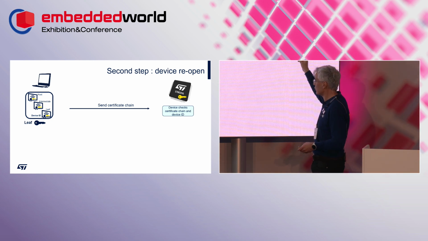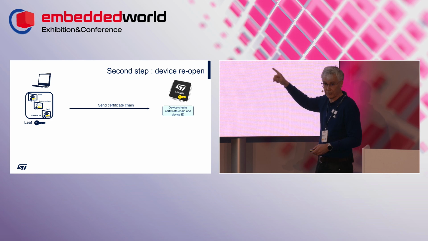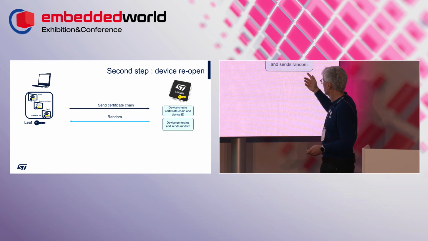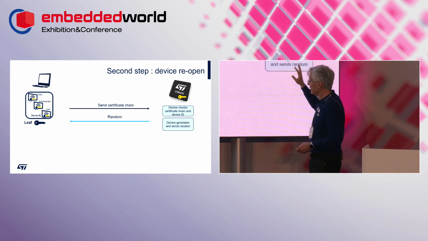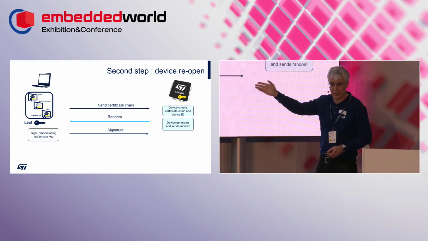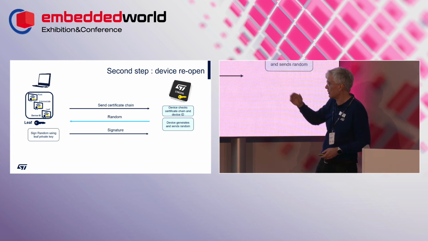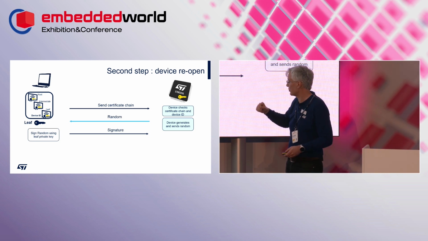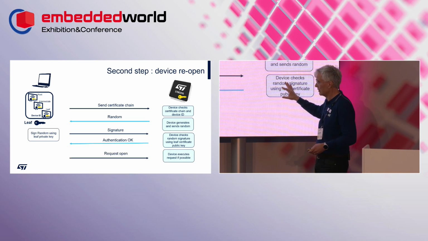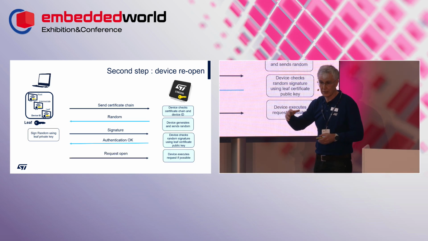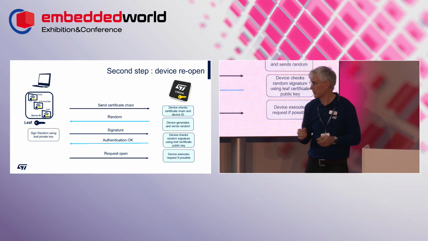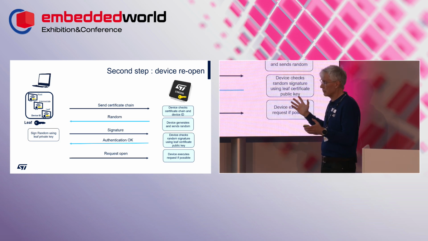So we can already check that the device is the same. We can read the device ID here. Then the next step is to generate a random number that will be signed using the private key. So the leaf private key will be used to sign this random number. And if the signature check is OK, then you request to reopen the device at the level you want. So this is how things work.